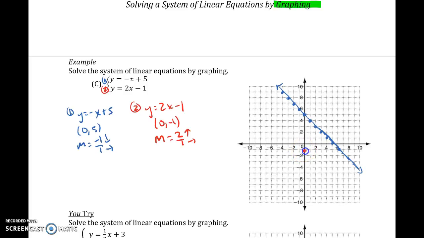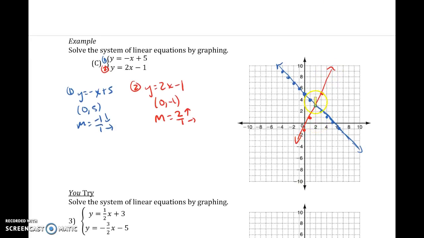So again, I want to try to aim to hit the other line, and you'll notice, hey, look, I've got my intersection. So this right here is that point of intersection. So this is going to be the solution.